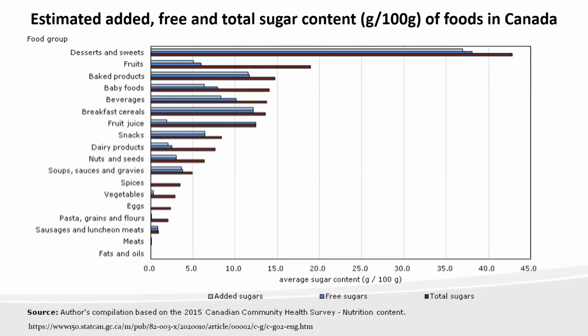So I love graphs and stats, and I was looking at this from Stats Canada, the amount of estimated added and free sugar, so total sugar content in these things. So really just looking at this darker brownish bar on all these things, because that's all that matters is the total sugar in things. You can see desserts and sweets, probably not a surprise. Fruits, I don't like how they have that because it depends on the fruit. Some fruits are high in sugar and some are not. And then baked products and breakfast cereals and fruit juices and those kinds of things. You can see where all your sugar is coming from in your diet.